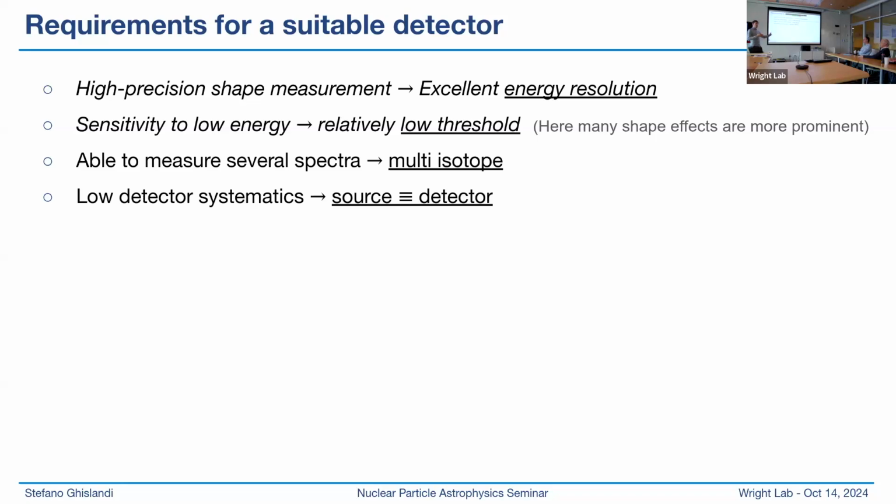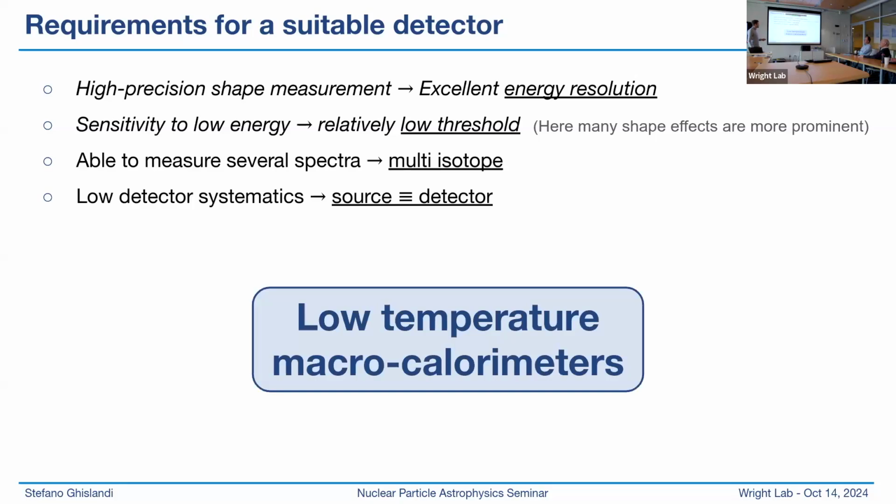So you want to measure a shape. And in order to do this, you would like to have the source inside the detector, because if the source is outside the detector, you have additional systematics due, for example, to the dead layer of the detector, or to edge effects. And among the different detectors, one choice can be low temperature macro calorimeters.